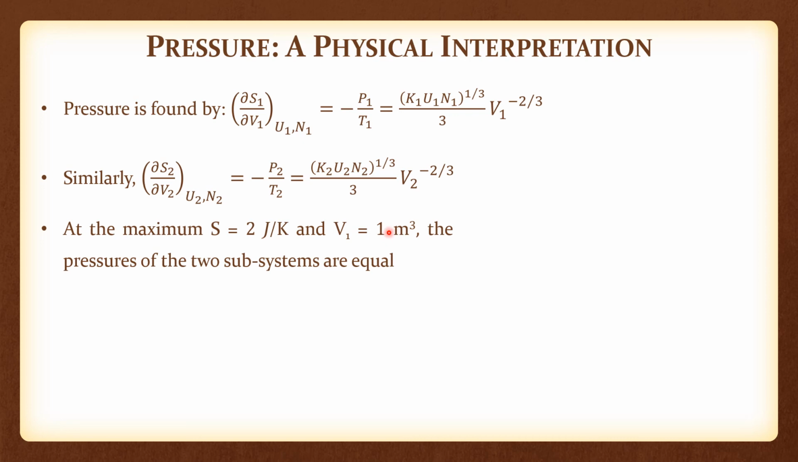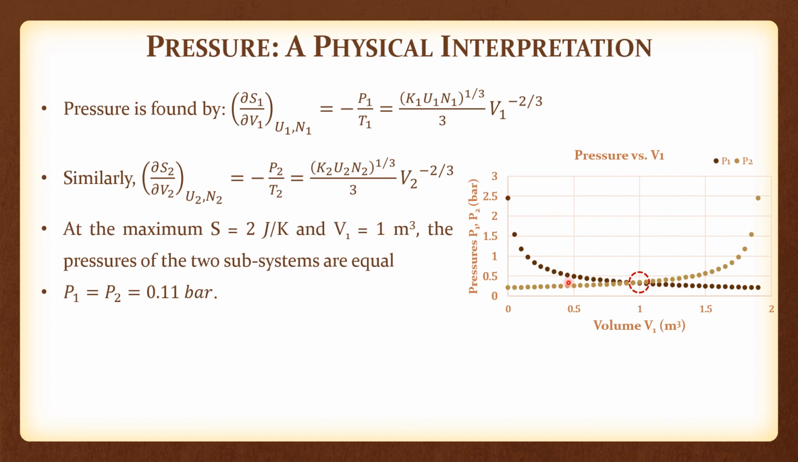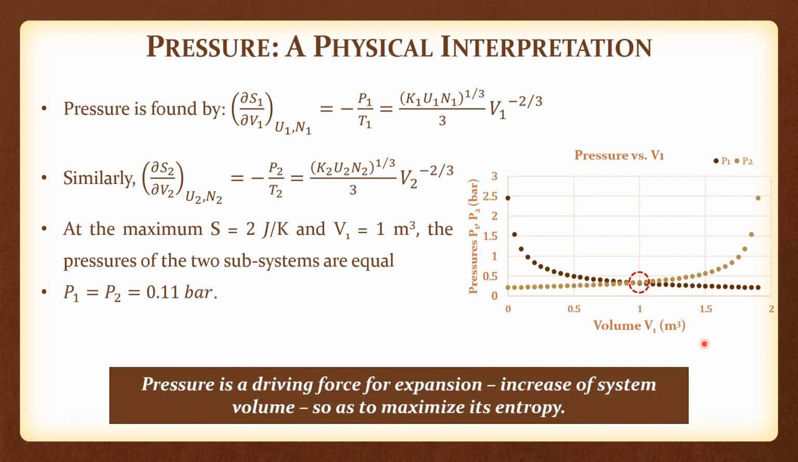The pressures of the two subsystems are equal, and this equal pressure happens to be 0.1111 bar. So if you were to plot the pressures of the subsystems, it is at this point where the slopes become equal, and that is the point corresponding to mechanical equilibrium between the two subsystems. So pressure, to summarize, is the driving force for expansion, increase of system volume so as to maximize its entropy.